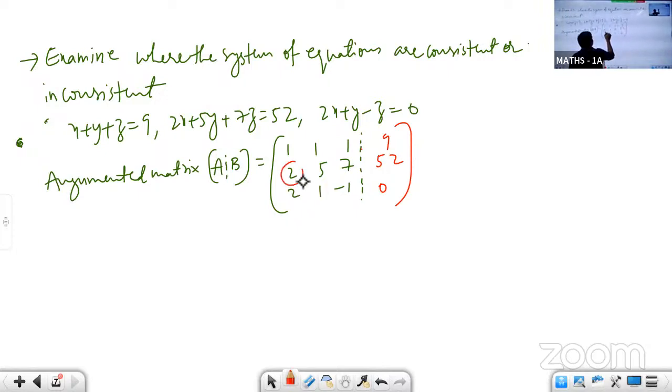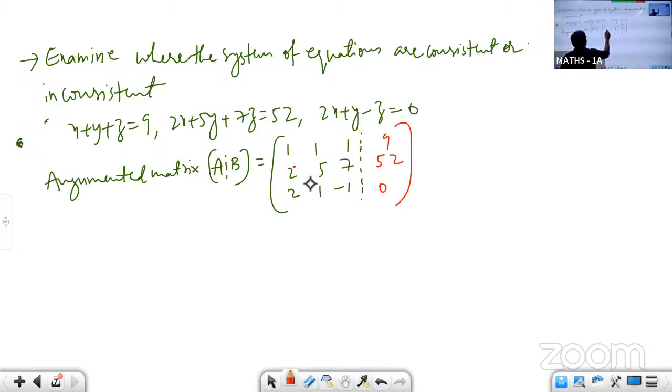You are going to make this 0, this 0, this 0 by using row operations. You are going to make these 3 zeros by using row operations. Is it clear? Now, how to make these zeros by using row operations? First, I want to make this 0.